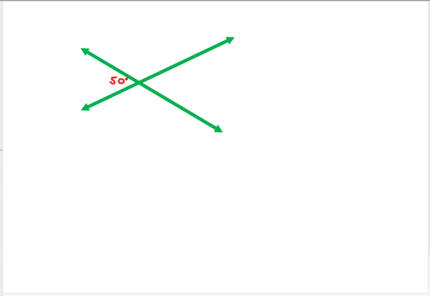Another type of problem that we need to figure out is when two lines intersect, and if we're given one of the angle measurements, can we find the other angle measurements? Well, we know that this angle here and this angle here form a 180 degree straight angle. So that means this angle must be 180 minus 50. So this angle must be 130 because 130 plus 50 is 180. Same thing is true for this straight angle here.